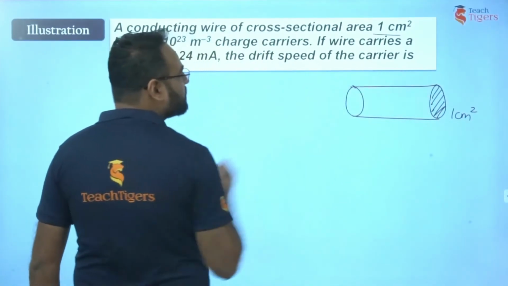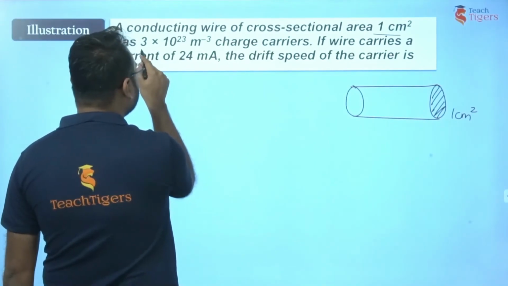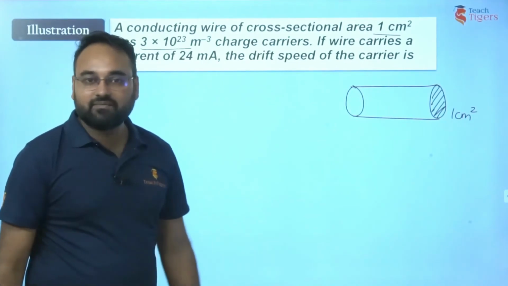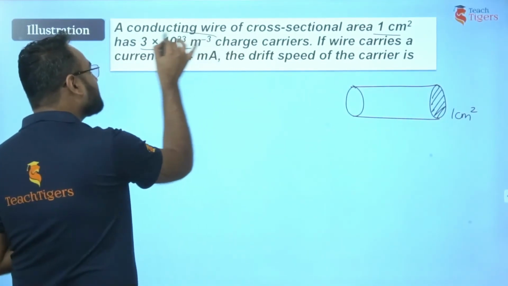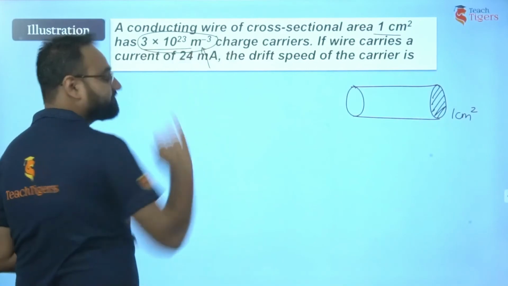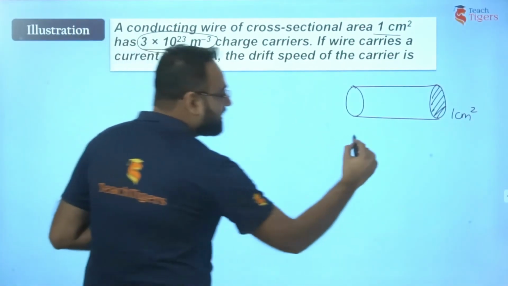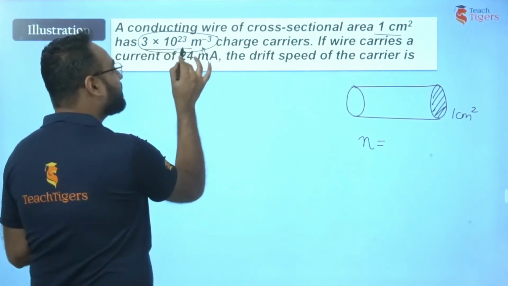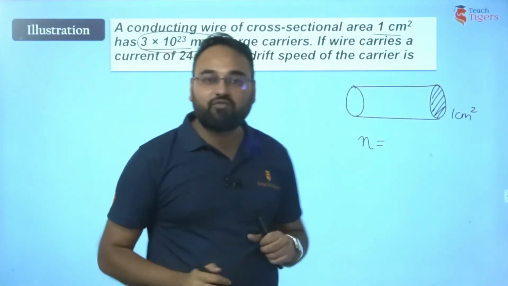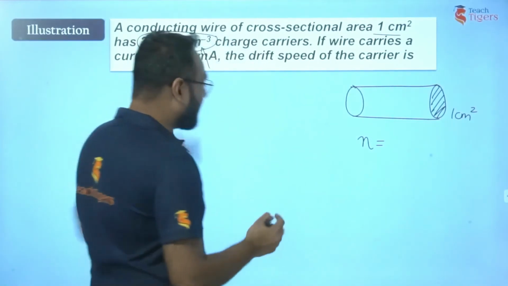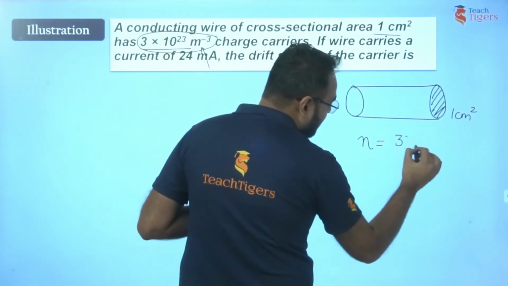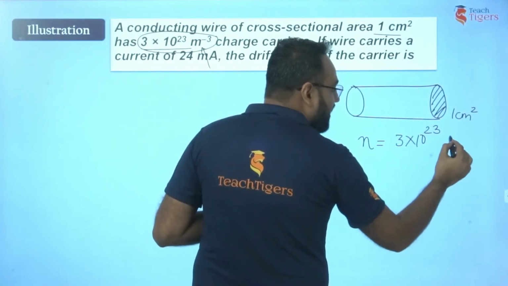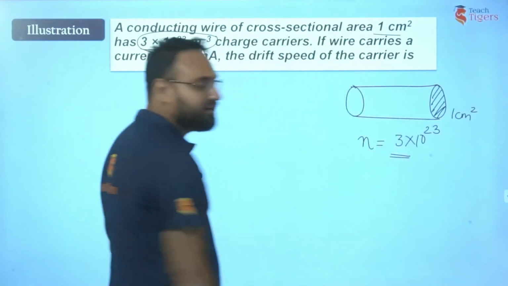So we have a conductor whose cross-section area is 1 centimeter square. It has 3 into 10 raised to the power 23 per meter cube charge. Now what is this? It is very important to understand this. Look carefully at the units. This is the electron density. That means they are saying this many electrons are present in 1 meter cube of volume. So this is 3 into 10 raised to the power 23 electrons per unit volume. That means this is small n.